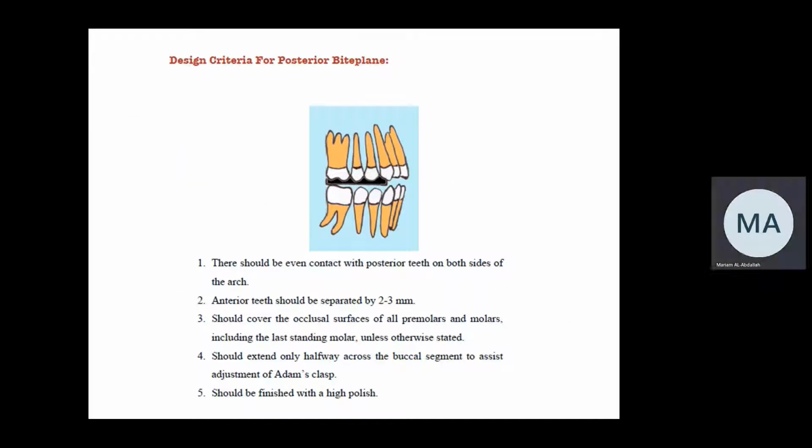So it should cover the posterior teeth so that the anteriors are only separated 2 to 3 millimeters. So it should not be thick. A thick base plate will cause discomfort, a bigger separation of the anterior teeth. As we said, it could be extended only halfway across the buccal segment to assist adjustment of other components like Adams clasp.